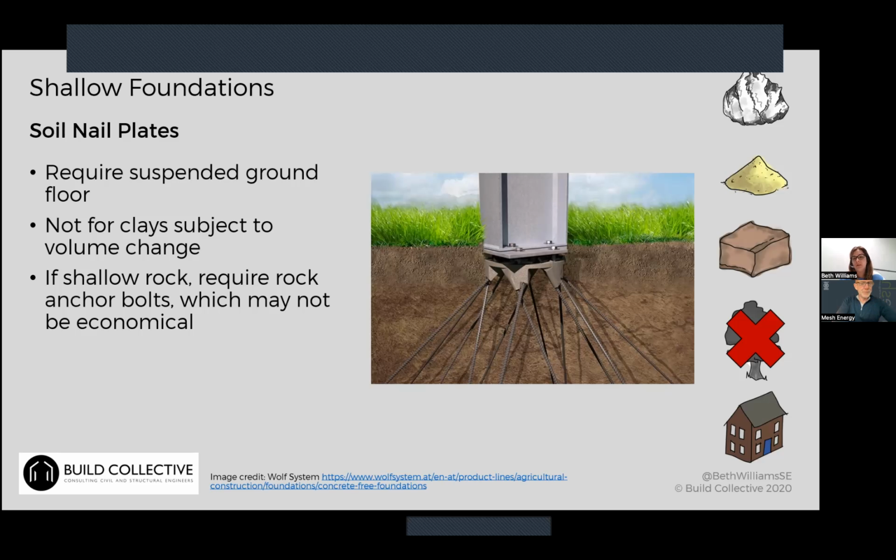To be honest, I get a lot of inquiries about these and have never actually used them, because there are more common methods that are similar enough, like screw piles, that they haven't actually taken off in anything that I've done, but they are an option.